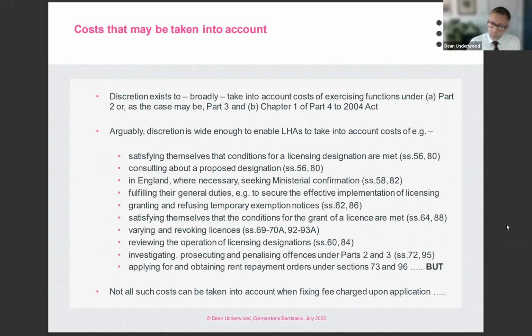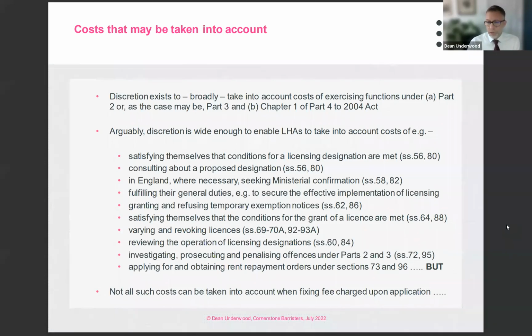In England, where necessary, seeking ministerial confirmation. And I said in England there because if you were with me for last week's webinar, you'll know that in Wales, ministerial, or rather the Welsh Assembly's confirmation is generally not required because of general approvals that the Welsh Assembly has given.